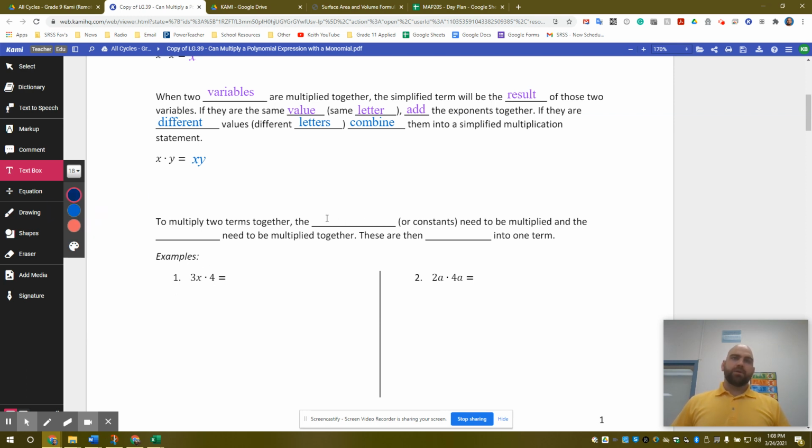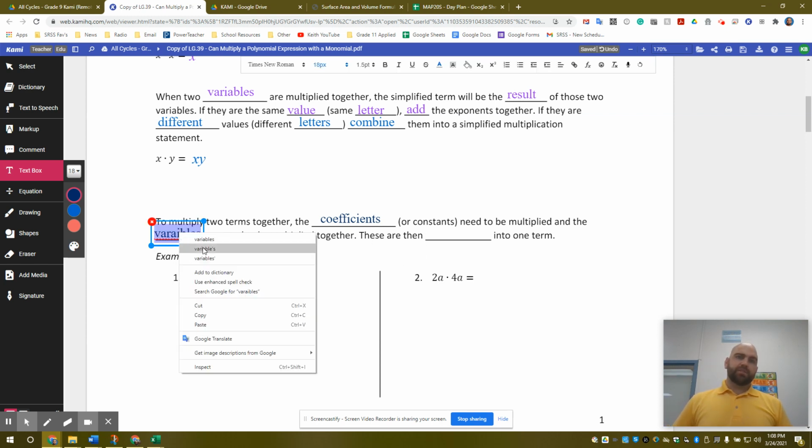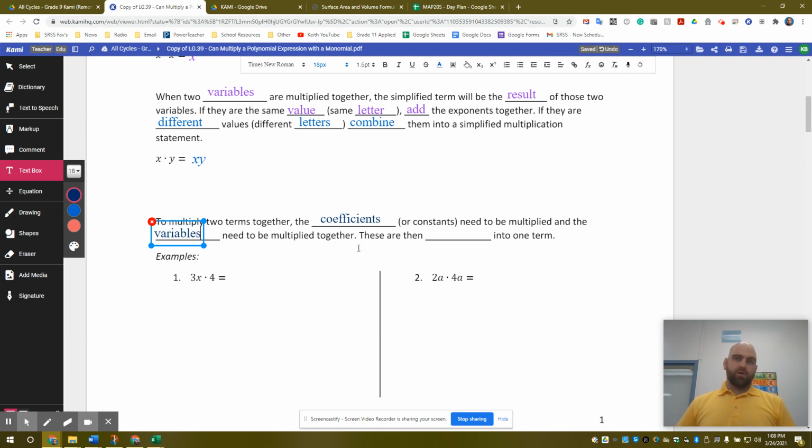Well, here's how we do it. To multiply two terms together, the coefficients or constants, so that number, need to be multiplied together, and the variables need to be multiplied together. The first thing we're going to do is multiply the numbers together, and then we're going to multiply the variables together.